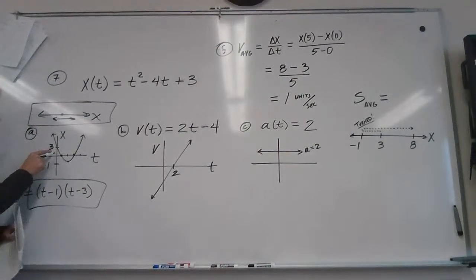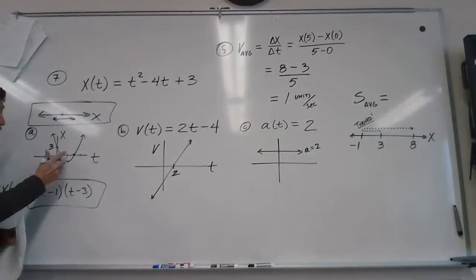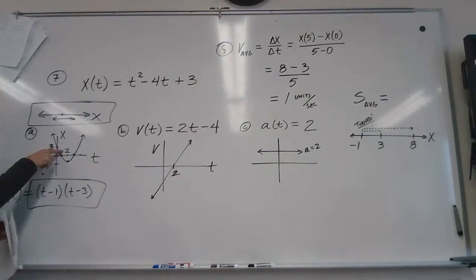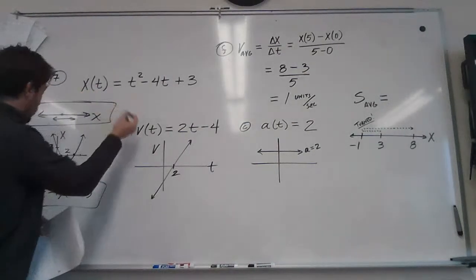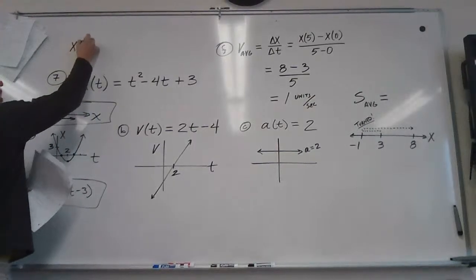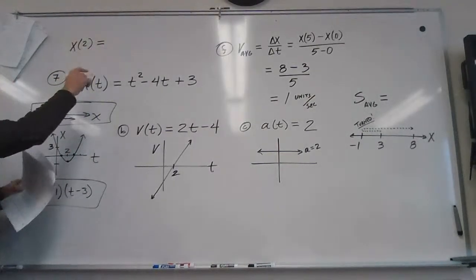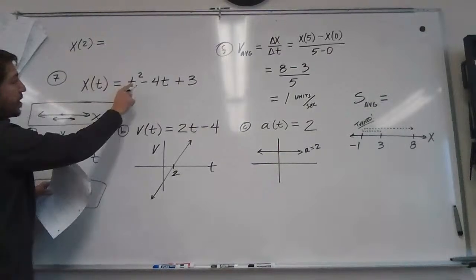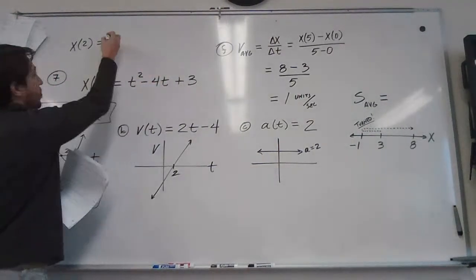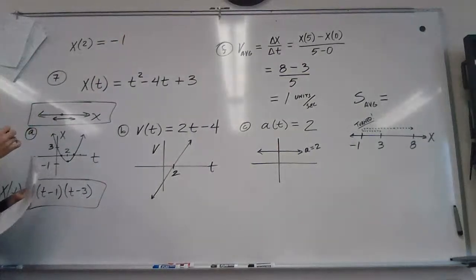So does it also make sense why I know that this time value here is 2? And then does it make sense how if I plug 2 into this function, sorry, I'm running out of room here, but if I say, what was the position at time 2? It would be 4 minus 8 plus 3, which is negative 1.